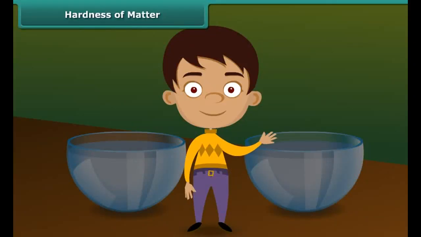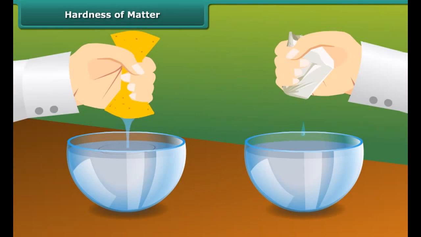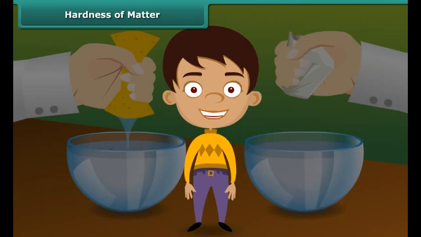Let us perform a small activity to understand the concept of hardness or softness of material. Take a sponge soaked in water. Now take a stone drenched in water. Try to squeeze both to remove water. Which of the two are you able to squeeze? Of course, sponge.